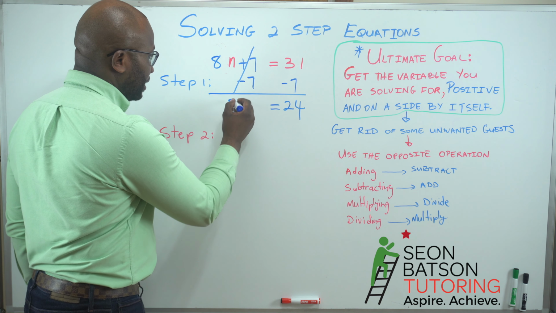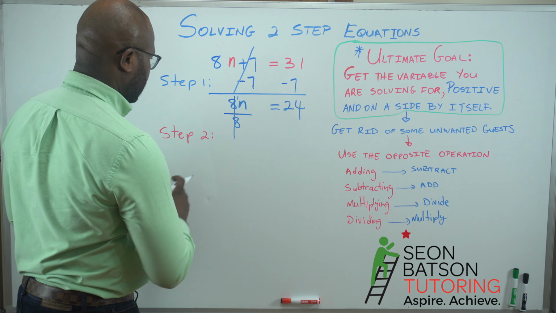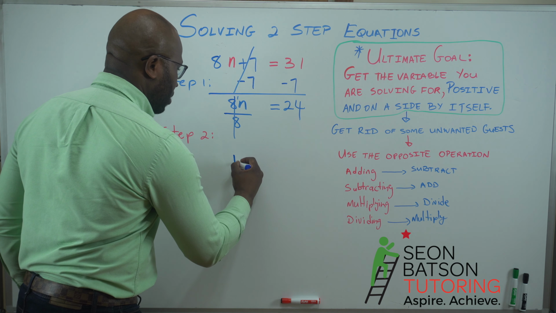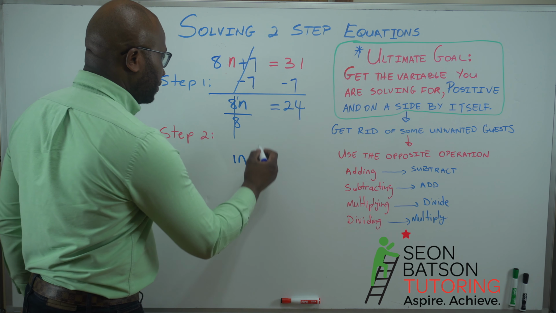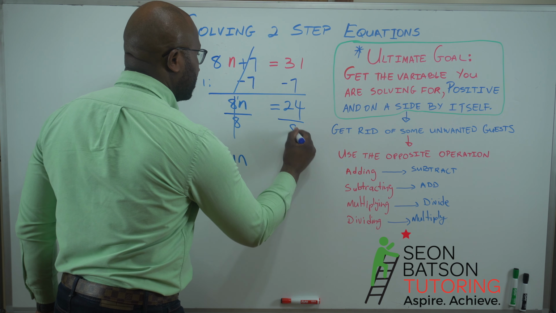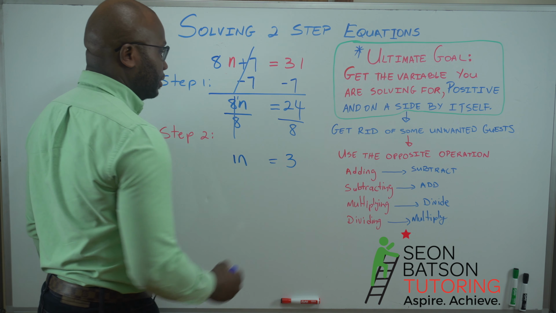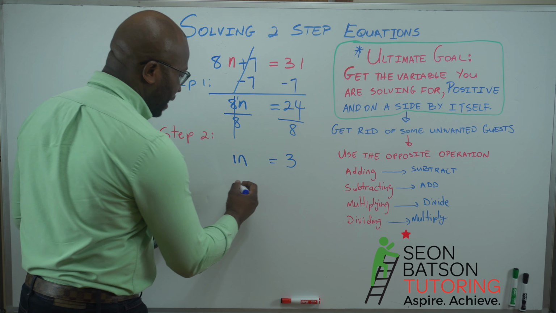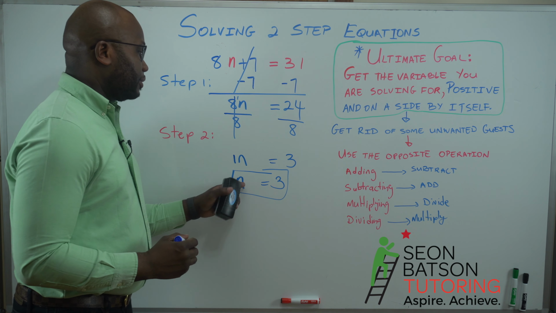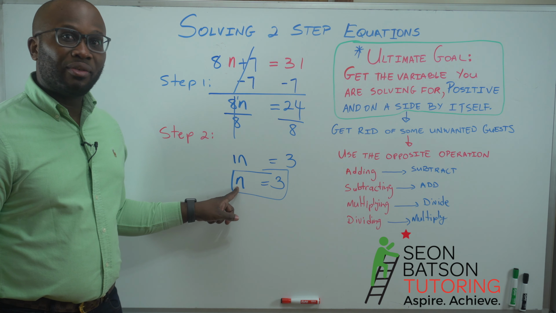Now, if I divide by 8, 8 divided by 8 is 1. So on the left side here, we're left with just n, or 1n if you want to. And we're not done. If we divide on the left side by 8, we must divide on the right side by 8 as well. So 24 divided by 8 is 3. So we're left with 1n is equal to 3, or n is equal to 3, because 1n and n is the same thing. So there you go. We are done, because n is positive and by itself.